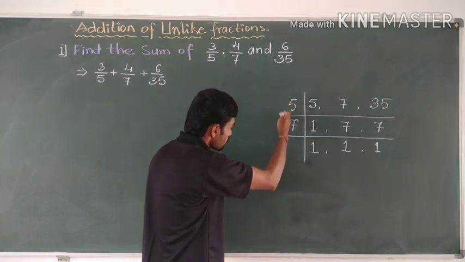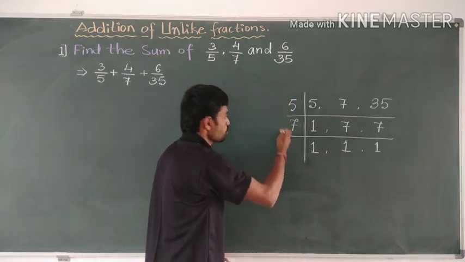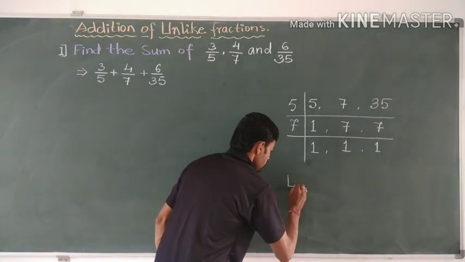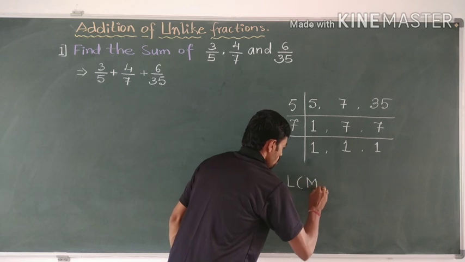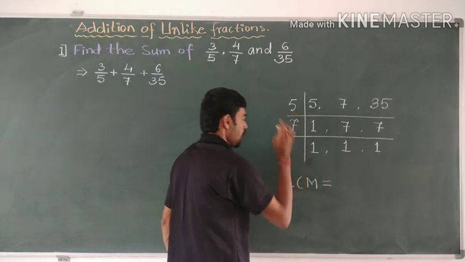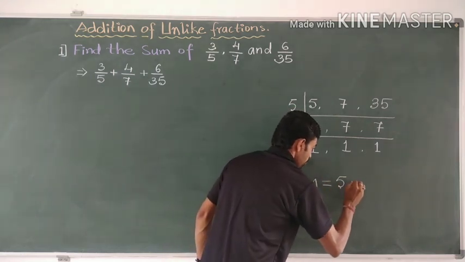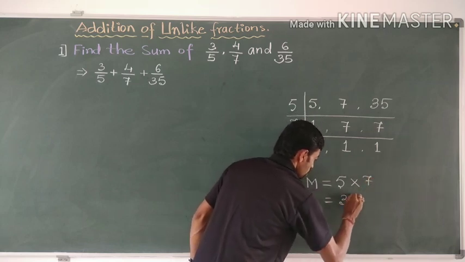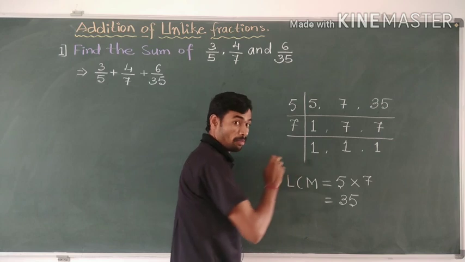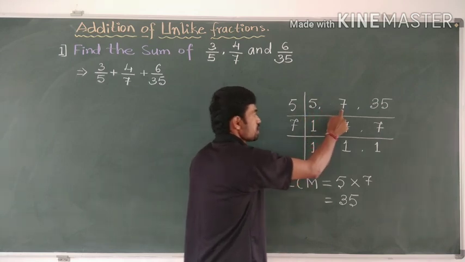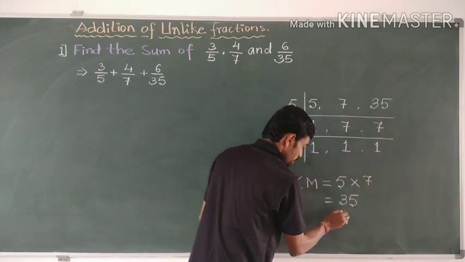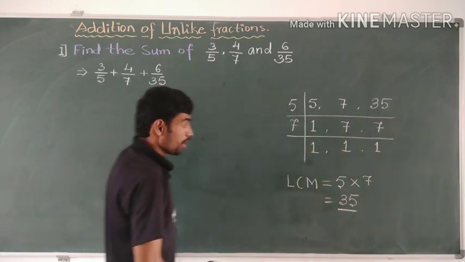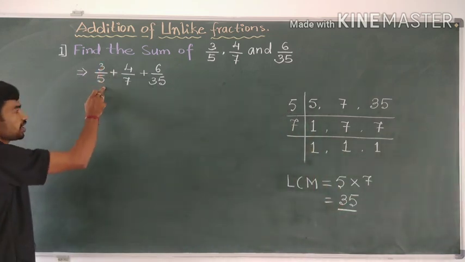What are the prime numbers we obtain on the left side? The LCM is the product of these prime numbers: 5 into 7. 5 sevens are 35. So the LCM of 5, 7 and 35 is 35. Now, which is the first fraction here?